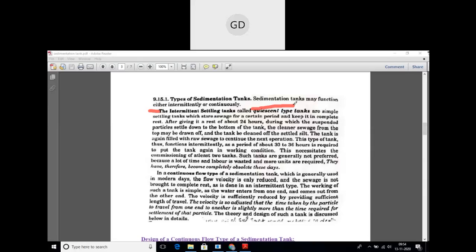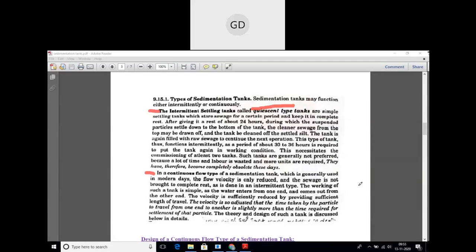And what is a continuous type of sedimentation tank? A continuous flow type of sedimentation tank is generally used in modern days, that means nowadays. Here the flow velocity is only reduced, and the sewage is not brought to complete rest as is done in the intermittent type.